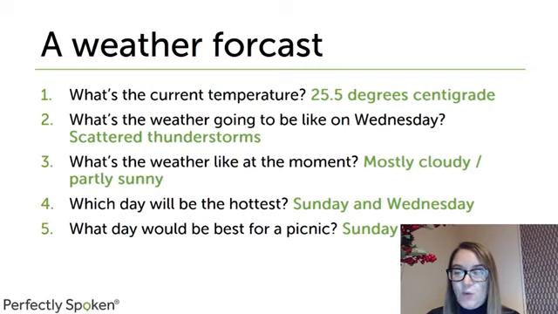And in your opinion, which day would be best for a picnic? Well, I chose Sunday because it's sunshine and the temperature is hot, but it depends on your preference. Maybe you prefer a bit cooler for a picnic. So that's up to you. But definitely not Wednesday, I think. We don't want a picnic with thunderstorms.